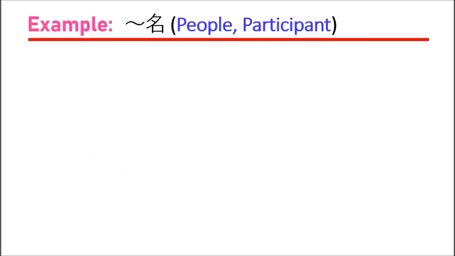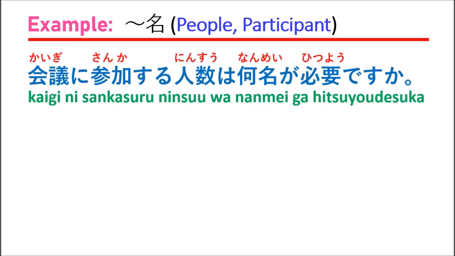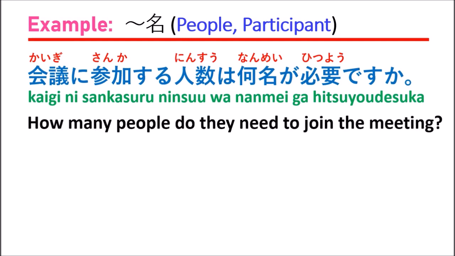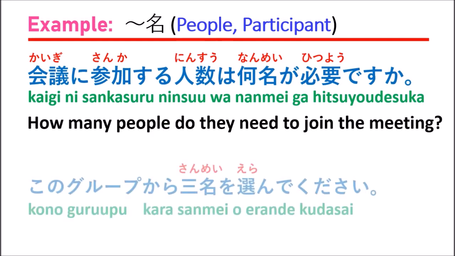Now let's see some examples of how to use the unit 名 to count people, participants, or names on the list. The first example. 会議に参加する人数は何名が必要ですか？Which means, how many people do they need to join the meeting?